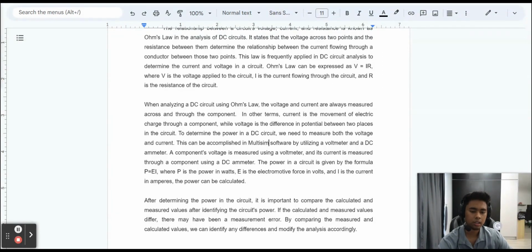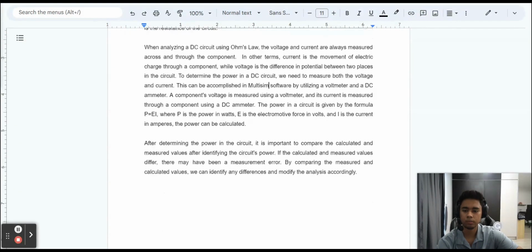If the calculated and measured values differ, there may have been a measurement error. And by comparing the measured and calculated values, we can also identify any differences and modify the analysis accordingly. So moving on to our group conclusion.